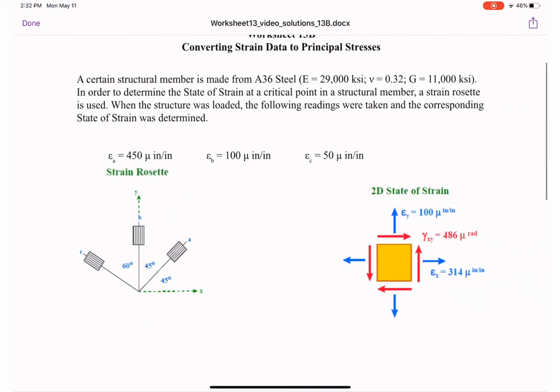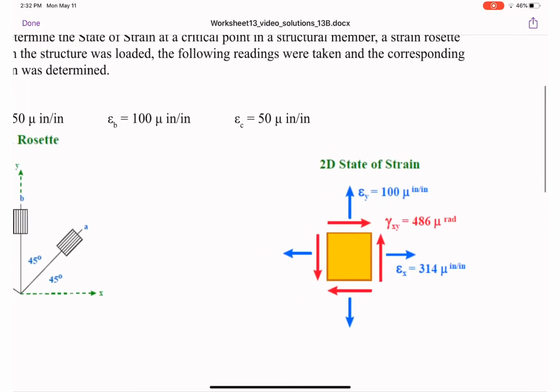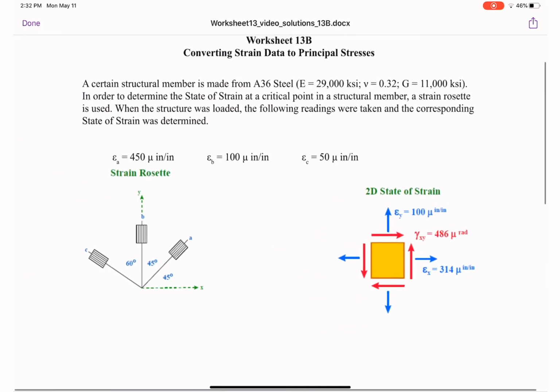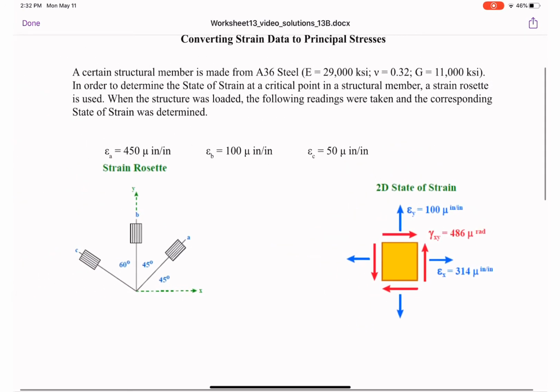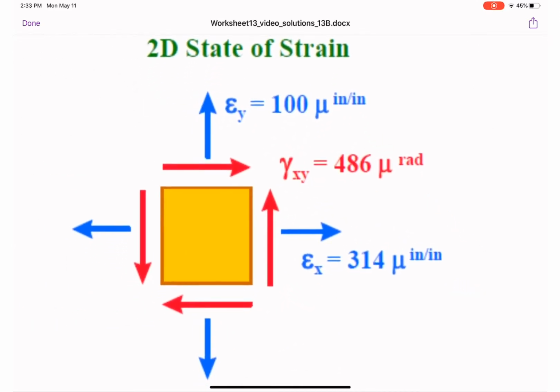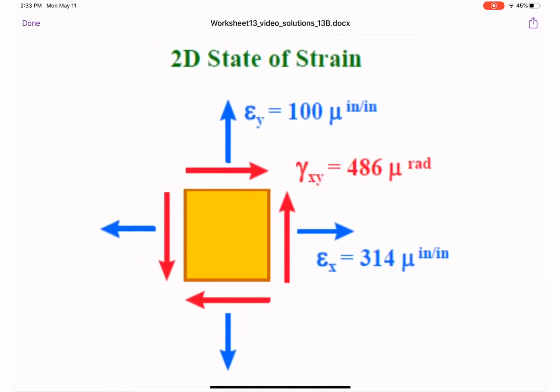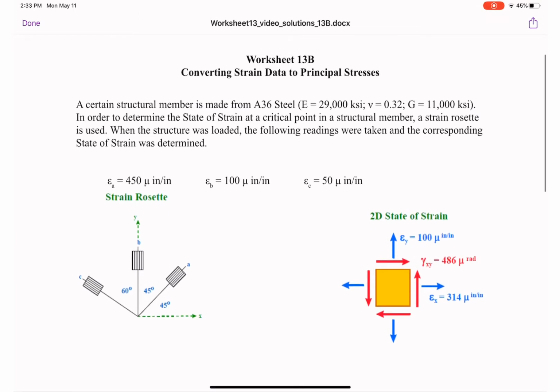So the state of strain here, even this is given to you. However, you can use this information to find the state of strain. Believe it or not, this is developed from worksheet 13A. They give us that information, and in worksheet 13A we made up this state of strain. That was the first step, and we skip that part because we already did it in worksheet 13A.